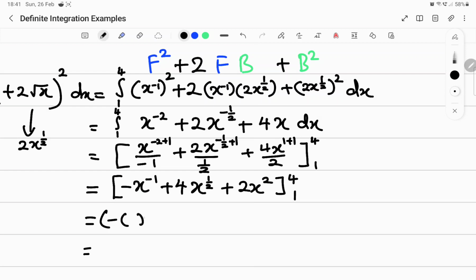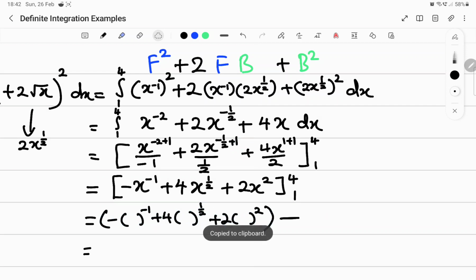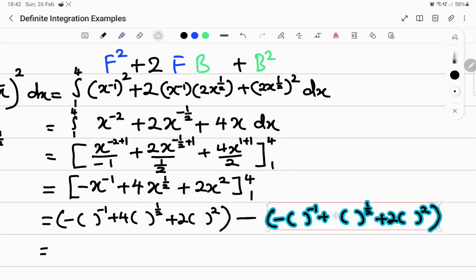Now from here we can easily replace all x by empty bracket. So minus empty bracket power minus 1 plus 4 empty bracket power half plus 2 empty bracket square. And then close the bracket, put minus at the back. Then I'm going to copy everything I've just written in front and put them at the back here.